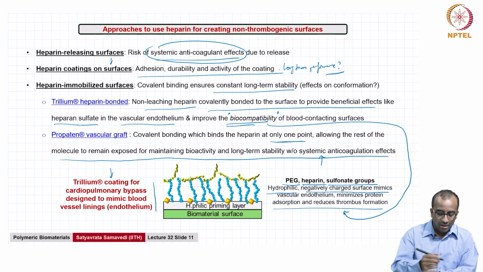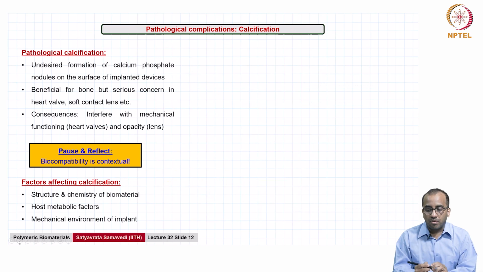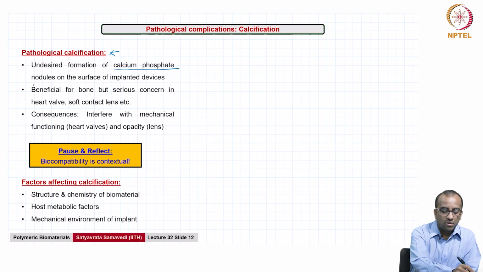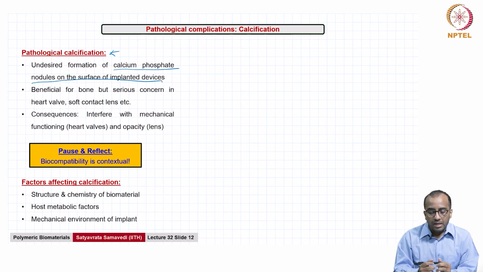And before we conclude, we will look at one quick pathological complication. It is somewhat related to the blood material interactions we have seen. So, it is good for us to look at it here, although this might seem like a digression. This is essentially calcification. Pathological calcification essentially has to do with the undesired formation of calcium phosphate nodules on the surface of implanted devices.